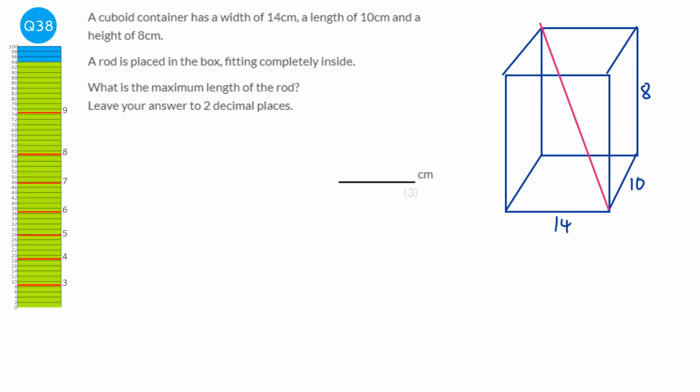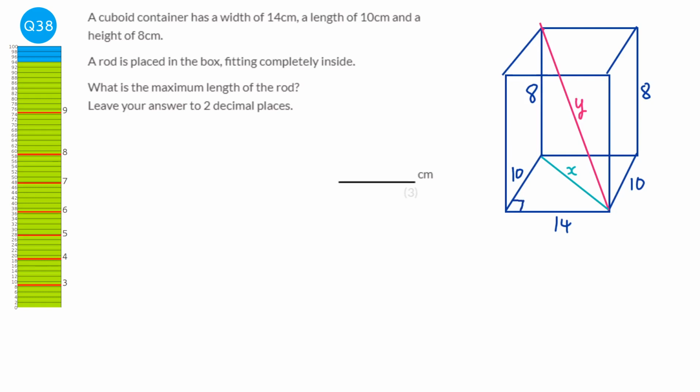So the rod will be, if it's the maximum length of the rod, it will be along this diagonal. So we can first of all have to work out what this length here will be, and then we can use the fact that this is 8 here and work out what the length of the diagonal is. So I'm going to call this X, and I'm going to call the diagonal Y, just so we've got something to refer to in our working out. And it might be helpful that this side here is 10. So we've got a right angle triangle, because this is right angled here, and we're looking for the value of X.